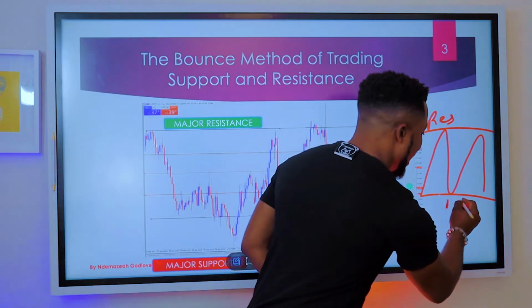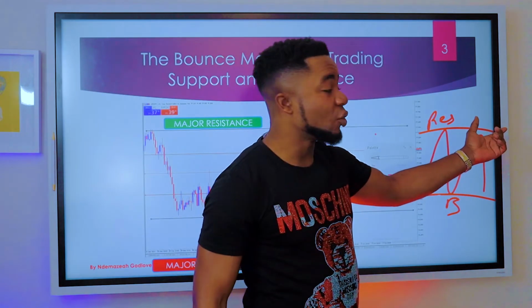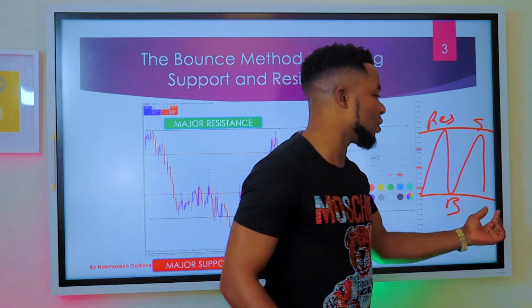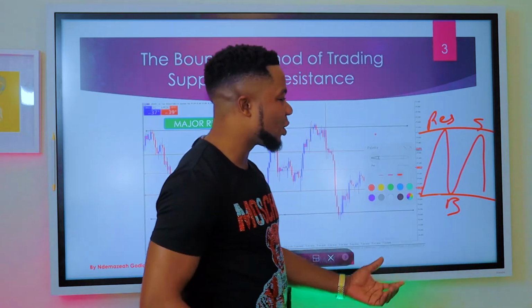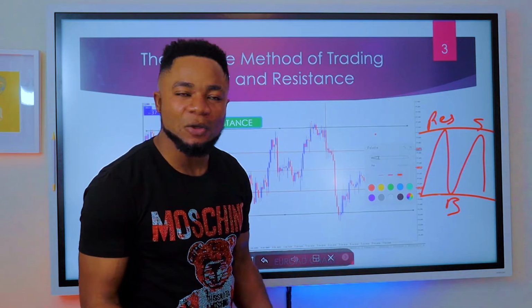When it comes to the support, I buy. And when it goes back to resistance, I sell. When it comes to the support, I buy. So I'm just waiting for it to bounce on that level. That's why it is called the bounce method.